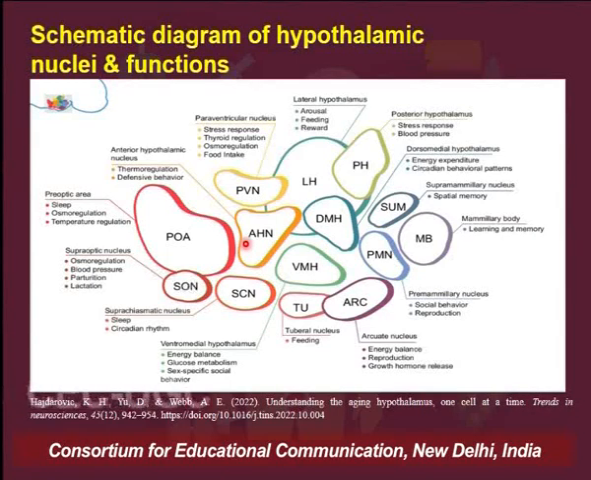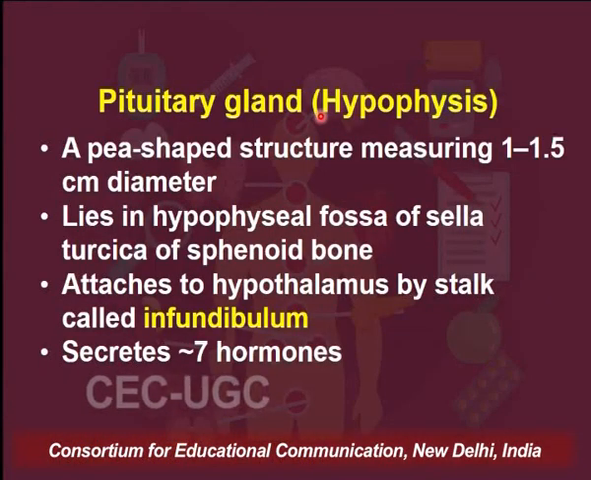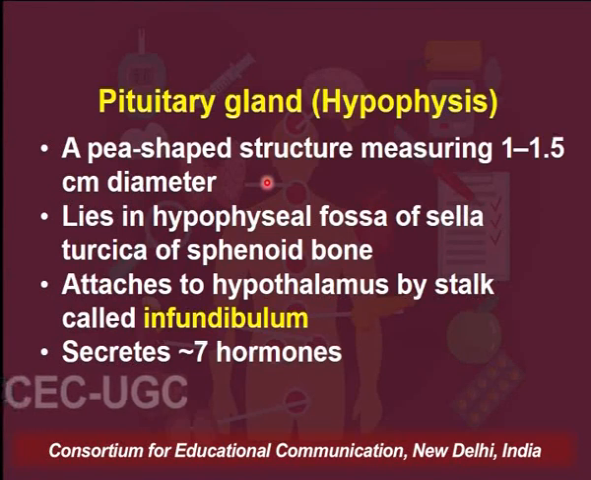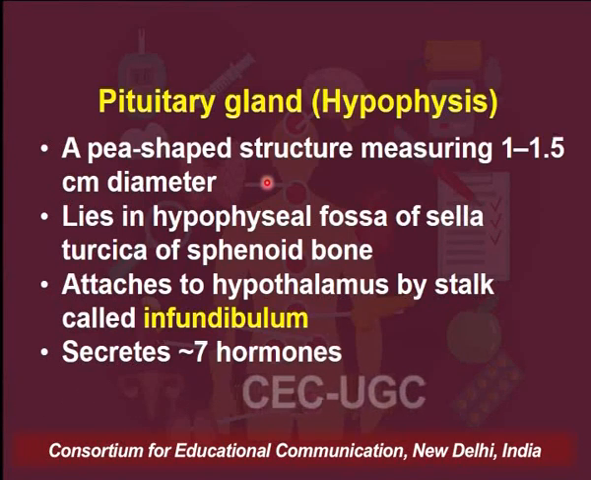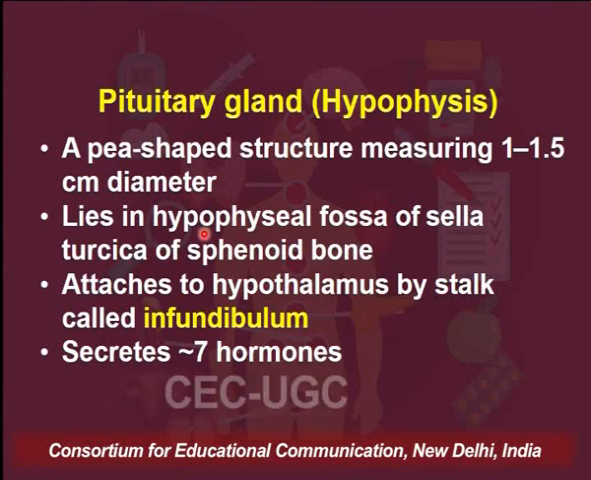So after understanding this, now you are in a state to understand how this hypothalamus is connected with the pituitary gland. So let us first have a look at this pituitary gland, which is also called the hypophysis. Hypo, below, and physis. So hypophysis is another name for the pituitary gland. It's a small, pea-shaped structure, somewhat 1 to 1.5 centimeters in diameter. And it lies, I will show you within a few seconds, in a hypophyseal fossa. So fossa is a cavity wherein this pea-shaped structure sits.